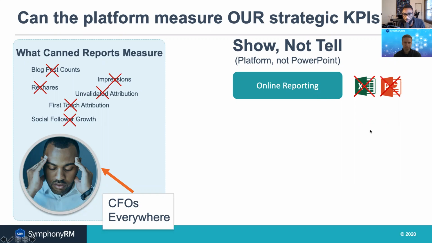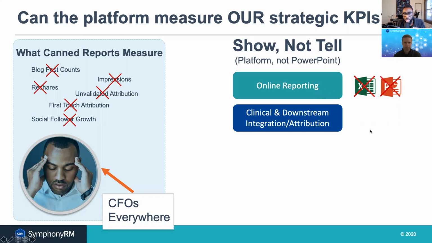So the reporting has to be online. And then one way to start teasing out whether or not the integration and attribution that was promised to you actually exists is to start looking at reports that might incorporate elements of marketing automation in combination with downstream clinical revenue attribution. That stuff has to be visible and seen.